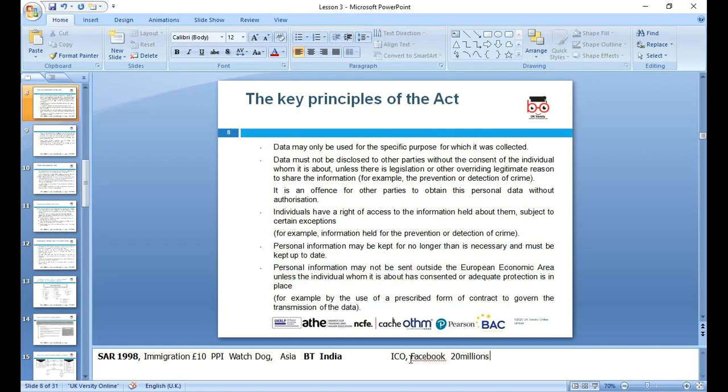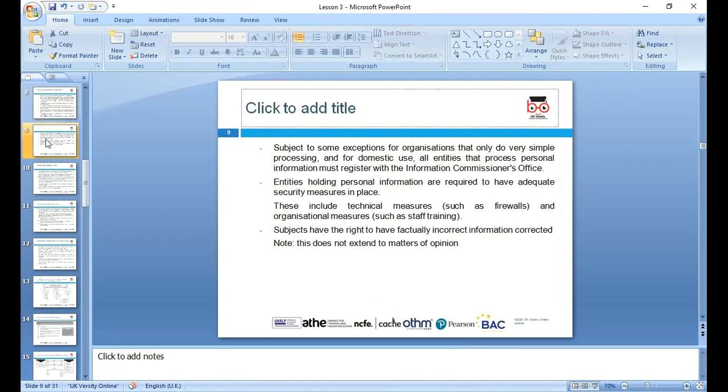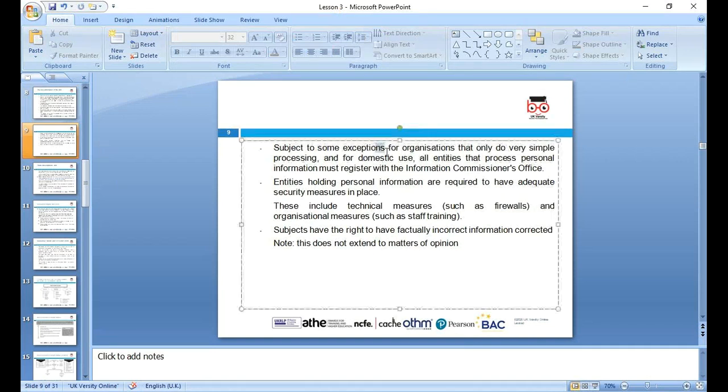Recently, Facebook was fined around 20 million due to a data breach. They sold individual data to various companies, so information leaked. So we need to look at those. It's all under the Data Protection Act.